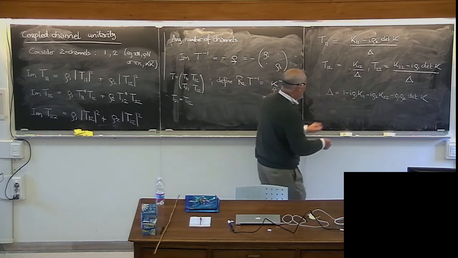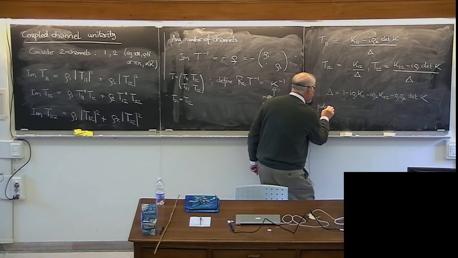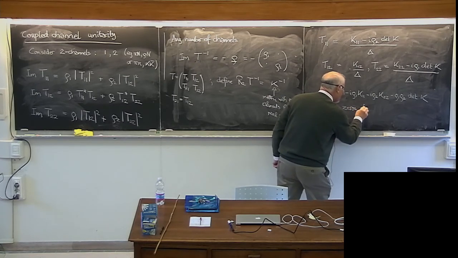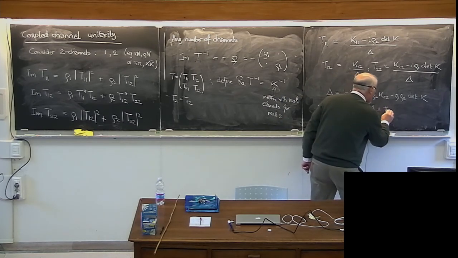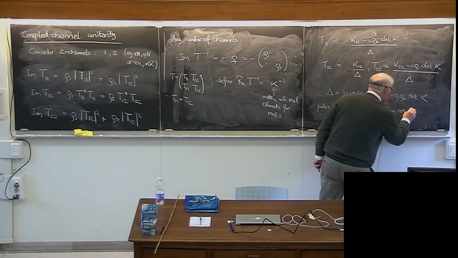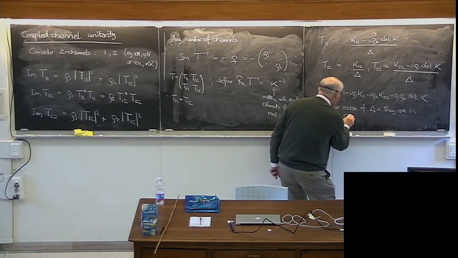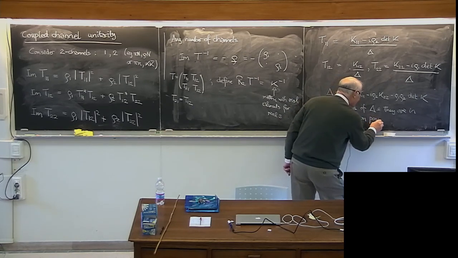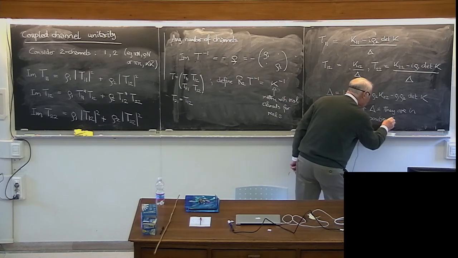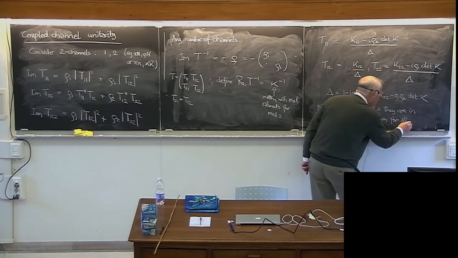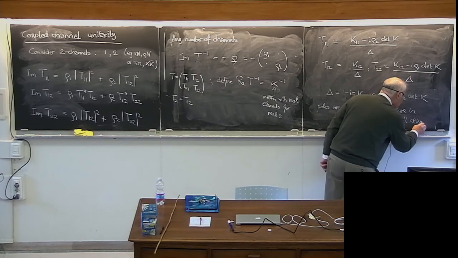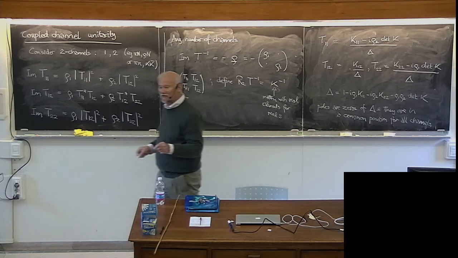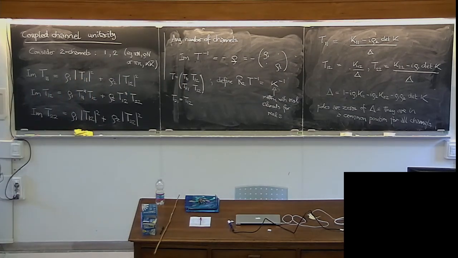So poles are zeros of delta. And they are in a common position for all channels to which they couple. So the rho resonance has the same pole in the complex energy plane regardless of the process that it appears in.